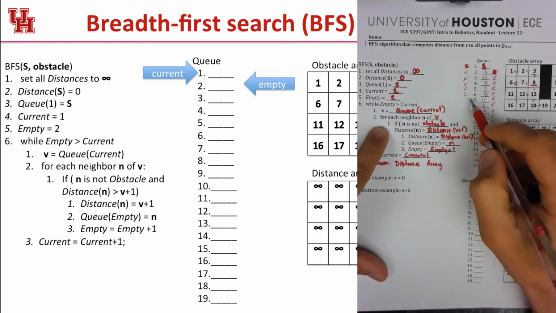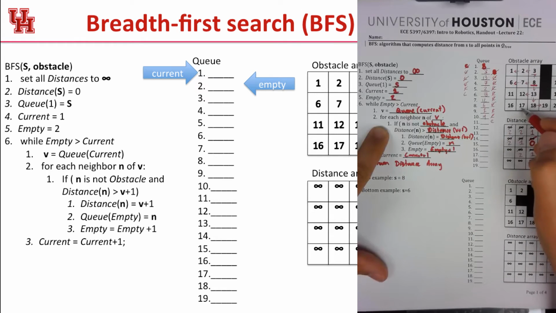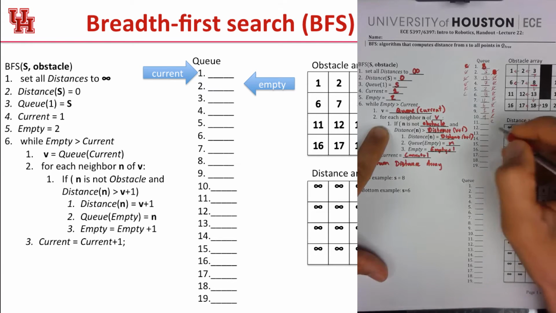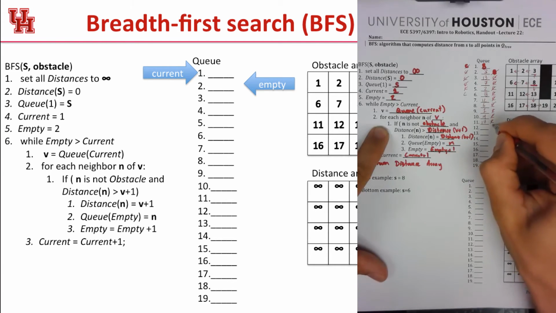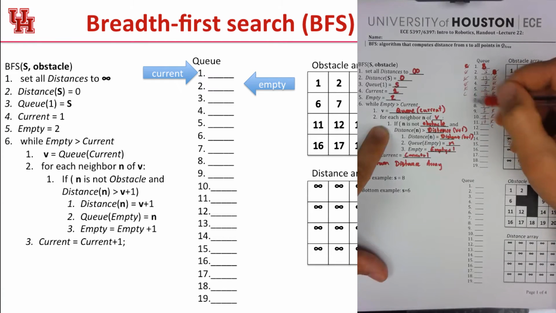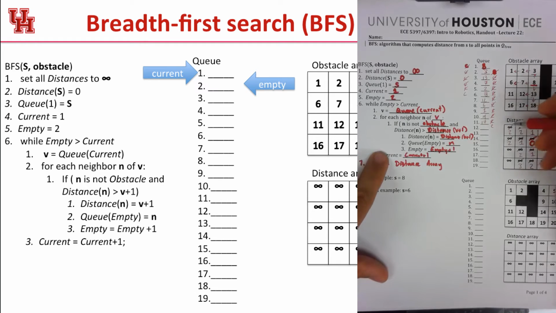The next neighbor of my current pointer, 18, is 17. That one's infinity, so I can visit it, and I'm going to set that one to be 3. I'm going to put 17 in here and increment my empty pointer. And you'll notice, we're expanding. There's quite a distance between C and E, but it's going to decrement now.